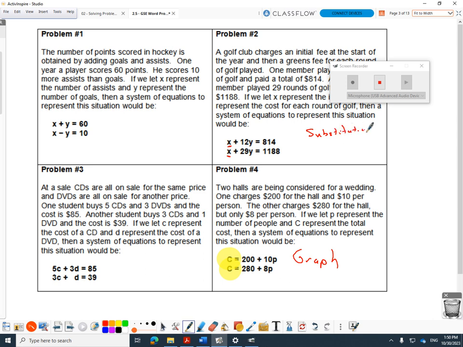By the way, you might be like, well, there's 3 different methods and 4 questions. How are we going to do the 4th one? You get to choose.